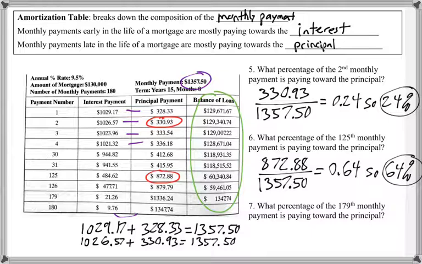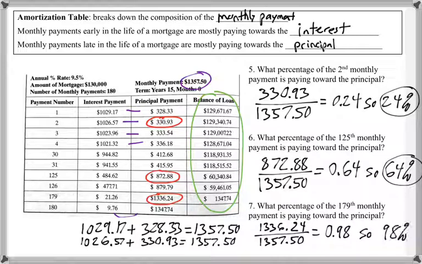And then number 7, what percentage of the 179th monthly payment is paying towards the principal? That's going to be 0.98, so 98%.